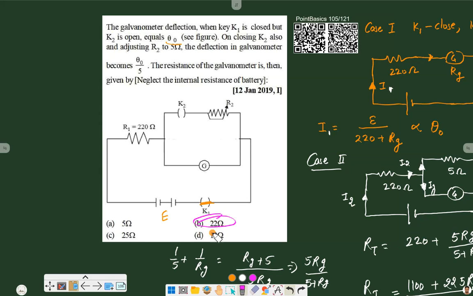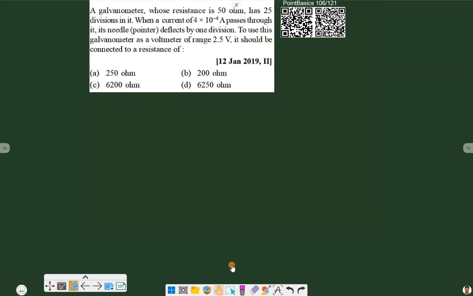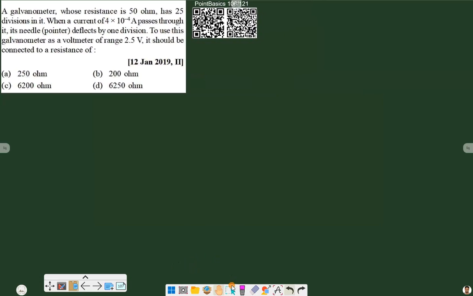Moving to the next question. A galvanometer whose resistance is 50 ohm has 50 divisions in it. So Rg is given to us and the number of divisions is given to us. Rg is 50 ohm and divisions are 25.